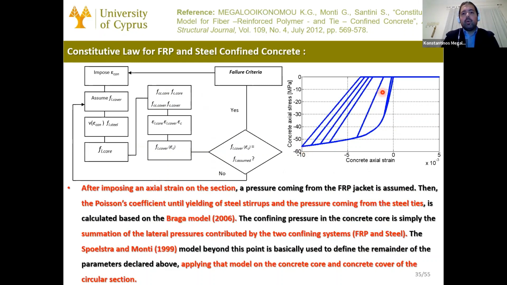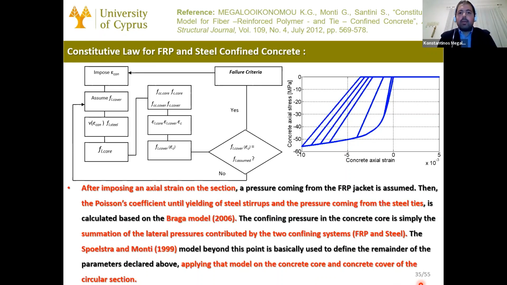You can see the concrete axial stress, concrete axial strain response using zero tensile strength, and the cyclic behavior is based on the model developed by Chang and Mander. After imposing an axial strain on the section, a pressure coming from the FRP jacket is assumed. Then the Poisson coefficient until yielding of steel stirrups and the pressure coming from the steel ties are calculated based on the Braga model. This is ConfinedConcrete01.